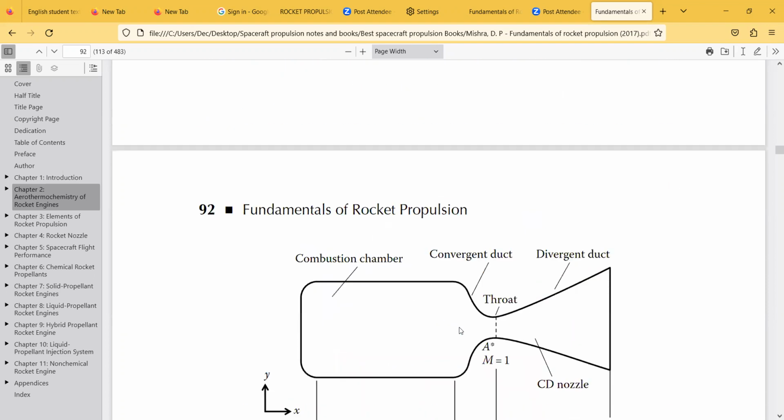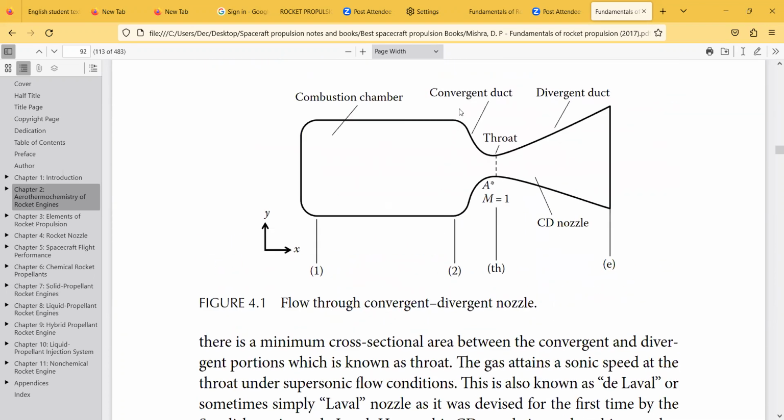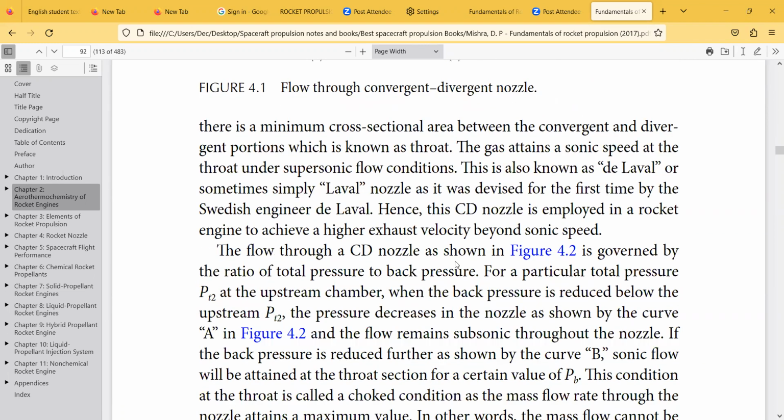So these locations are, location 2 is inlet. Location 1 is the throat. And location, this you can represent with E or with 3 number or any kind of representation you can show. Okay? So this is the phenomenon of the convergent divergent nozzle.